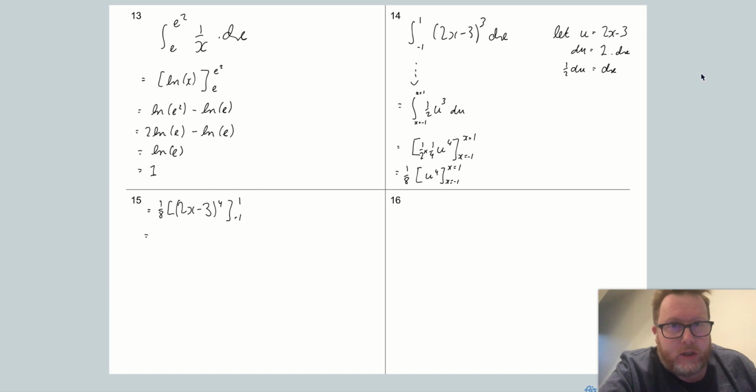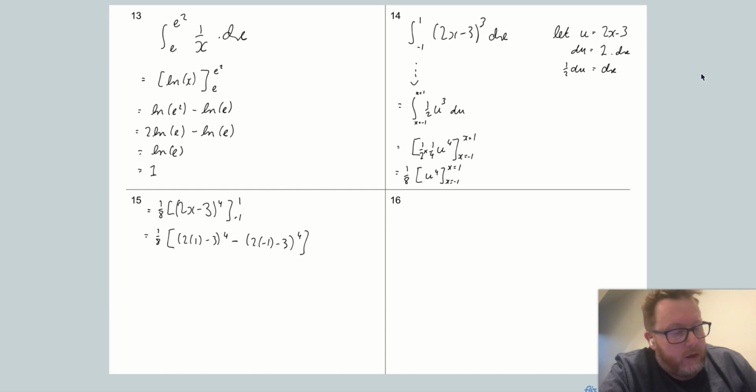Now we can do the substitution in and solve. So that's 1/8 multiplied by, here we go, (2 multiplied by 1 minus 3) to the power of 4 minus (2 multiplied by -1 minus 3) to the power of 4, like so. So that's going to give me 1/8 of, I'll try and do a couple of these steps in my head so that we're good to go. 1/8 of, well, 2 times 1 is 2, 2 minus 3 is -1, -1 to the power of 4 is 1.